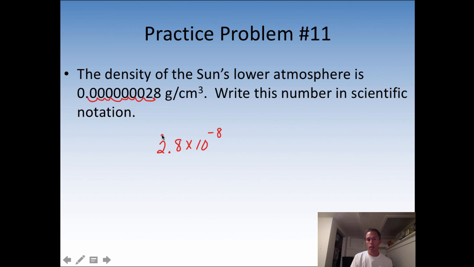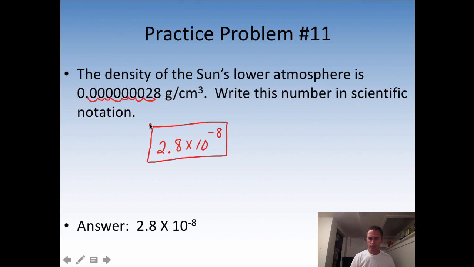Yeah, and so it's a small number. That means the exponent is going to be negative if we move that decimal to the right. Okay, and so that will be our number in scientific notation. Let's see if we got that right. And we did. Great.